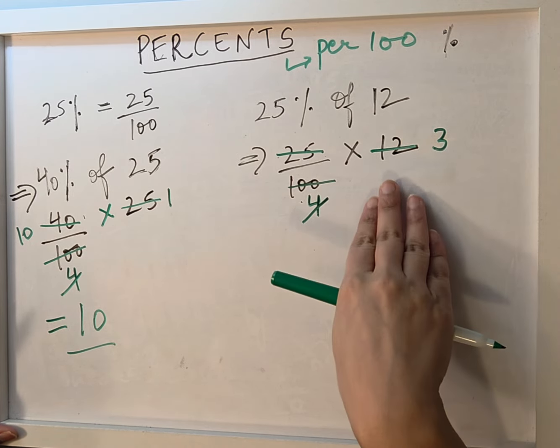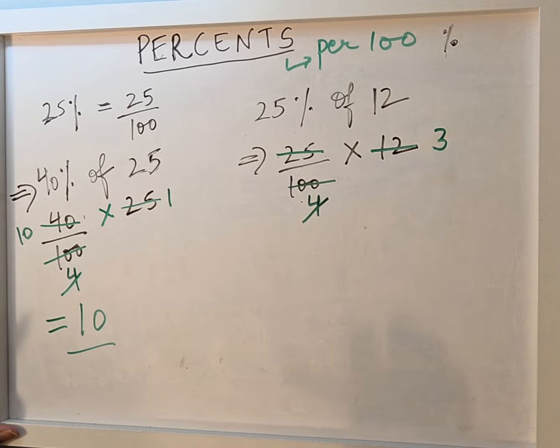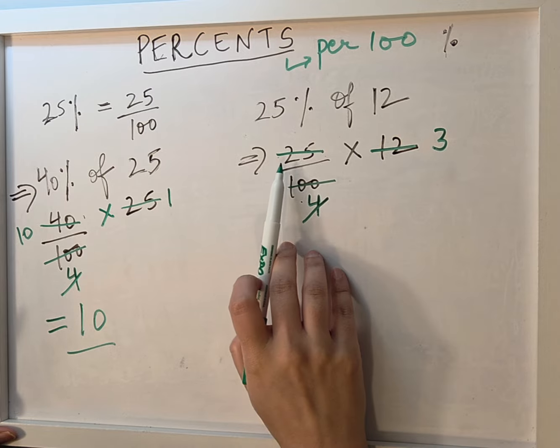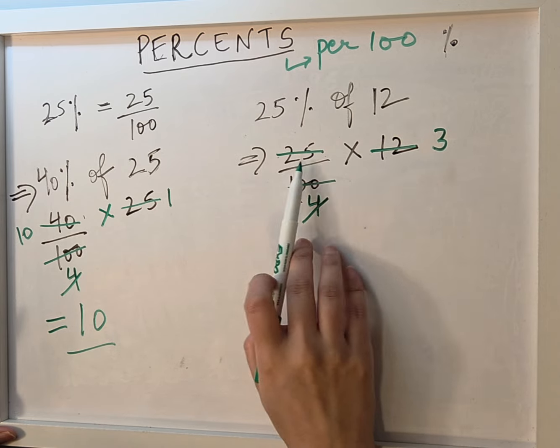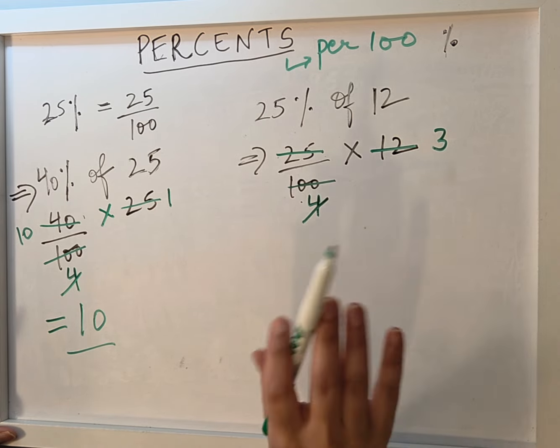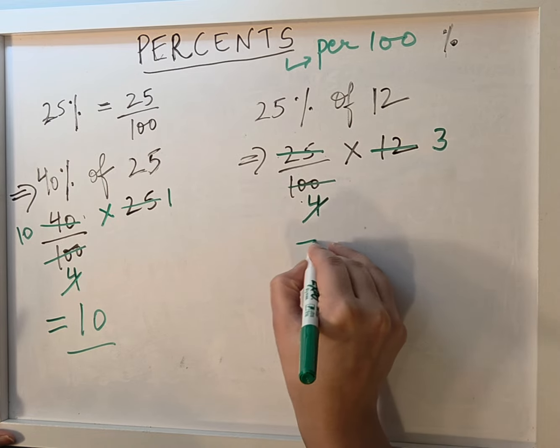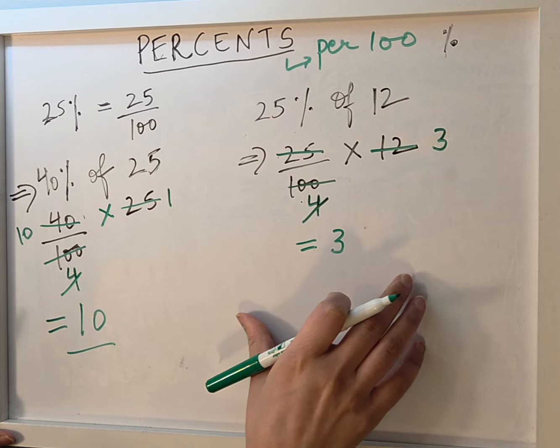If you want to understand it further, please check out my other videos where we've studied multiplication of decimals, fractions and percentages. So in this case the answer is 3.